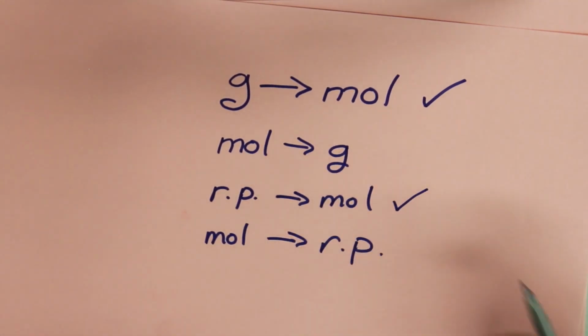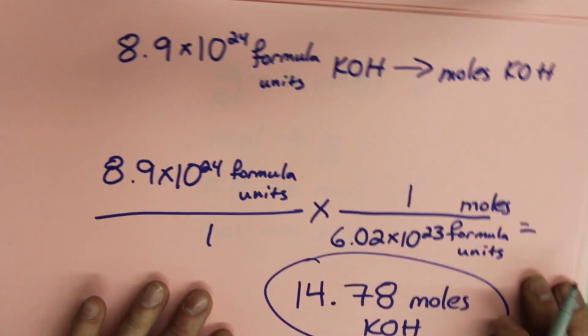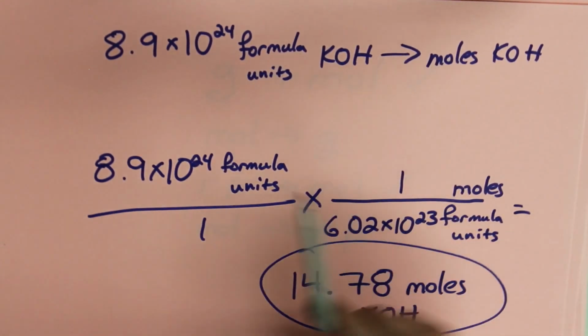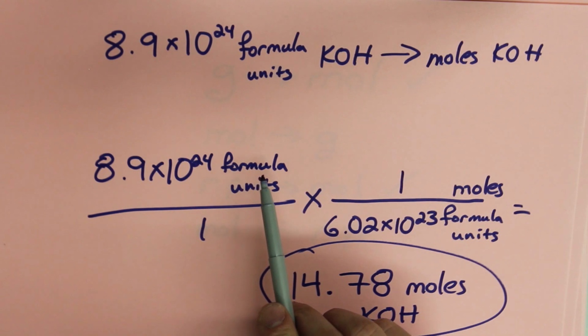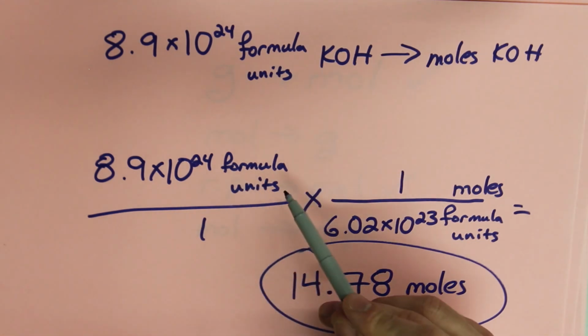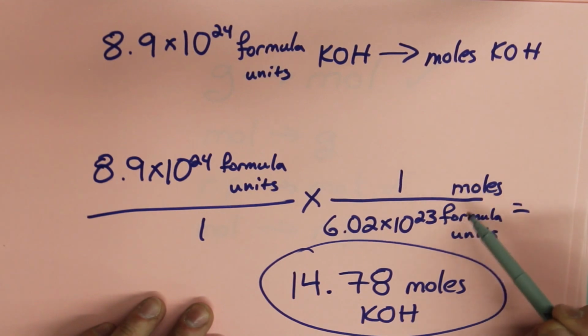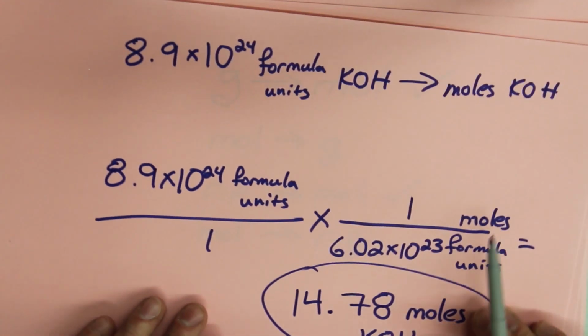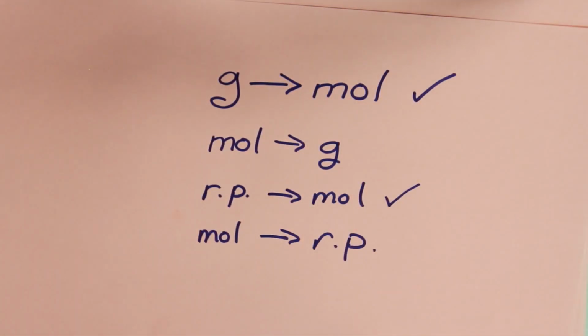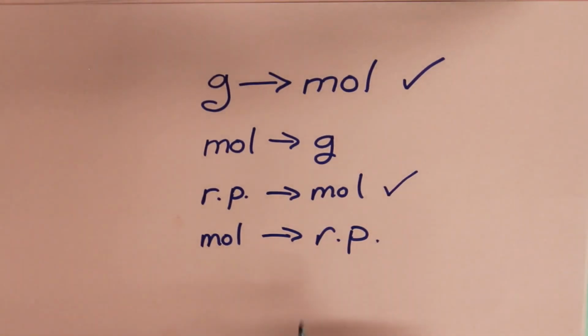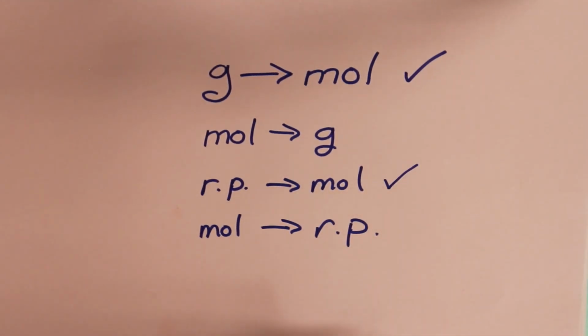All right, so we did that where we went from representative particles to moles. If we were going from moles to representative particles, we would actually do the exact same thing, but instead of beginning with formula units, we would begin with moles, and that would mean these two numbers would be switched. So we would have moles on the bottom, formula units on the top.